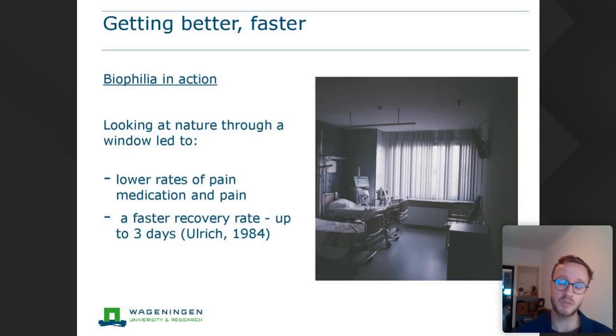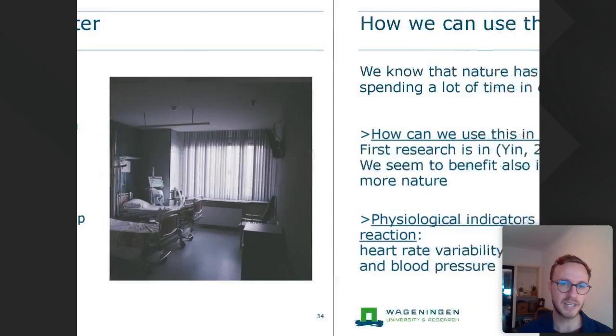The people who looked out of the window and saw the park normally had lower rates of pain medication and lower rates of pain, and had a faster recovery rate, up to 3 days faster out of the hospital, which is, I think, an absolutely fascinating result. So this really suggests that biophilia, this love for nature that we experience when we see natural stimuli, when we are out in nature, really does something with us that is not sufficiently understood yet. And this is where we would like to get in.